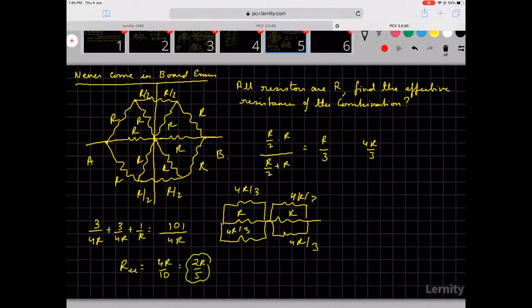So this side is 2R by 5, that side is 2R by 5, the net will become 4R by 5. So the effective resistance is 4R by 5.